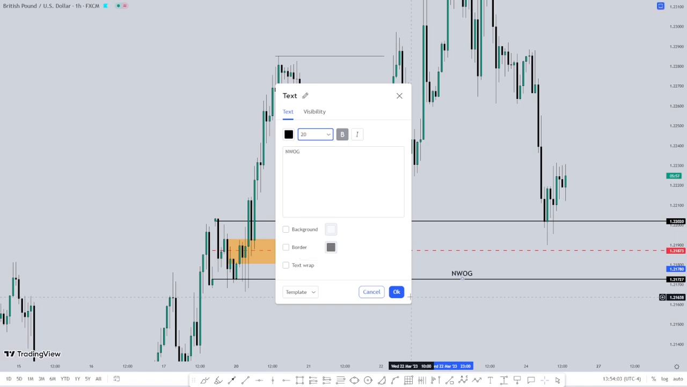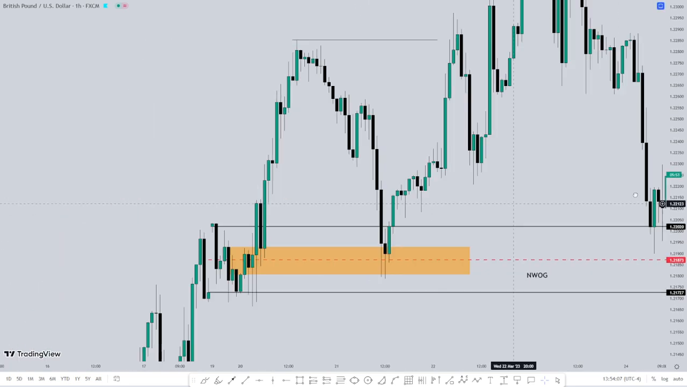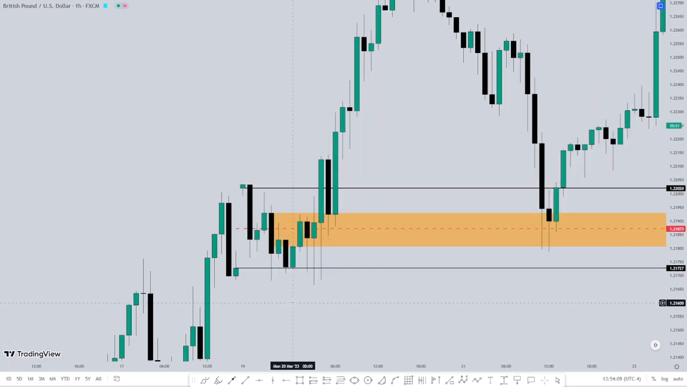NWOG. So this is the middle of the new week opening gap. You need to mark the closing price on the Friday and the opening price on the Sunday, okay? Then take your PIB and mark this equilibrium right here.